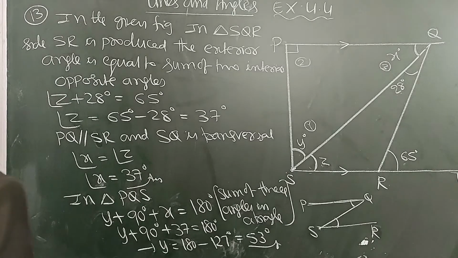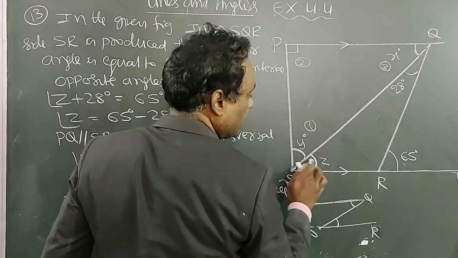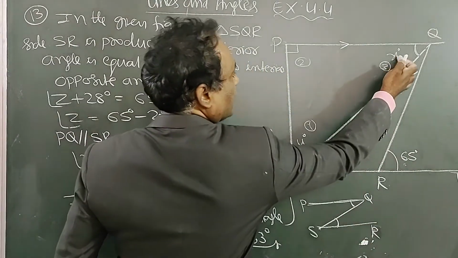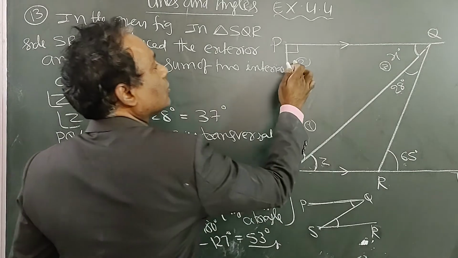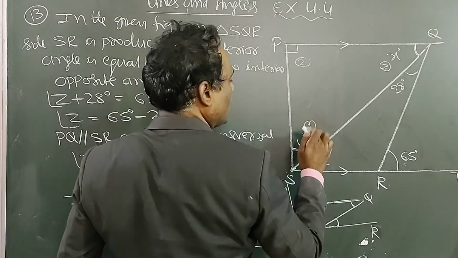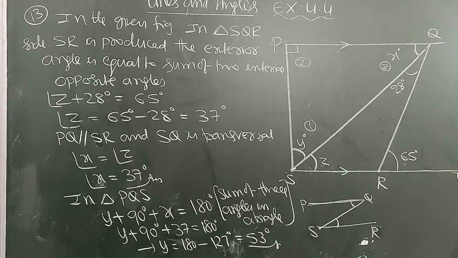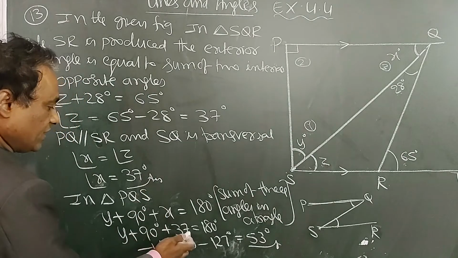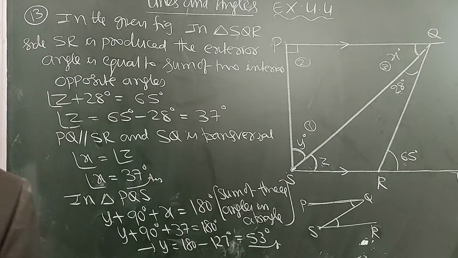Simple concept. Z plus 28 is equal to 65. The sum of the two interior opposite angles is equal to this exterior angle. So Z is equal to 37. Next, X is equal to Z, alternate angles. So X is equal to 37. Next, Y plus 1 plus 2 plus 3, the sum is equal to 180 degrees. This is 90, this is 37, so 90 plus 37 is 127. 180 minus 127 is 53 degrees. Right.